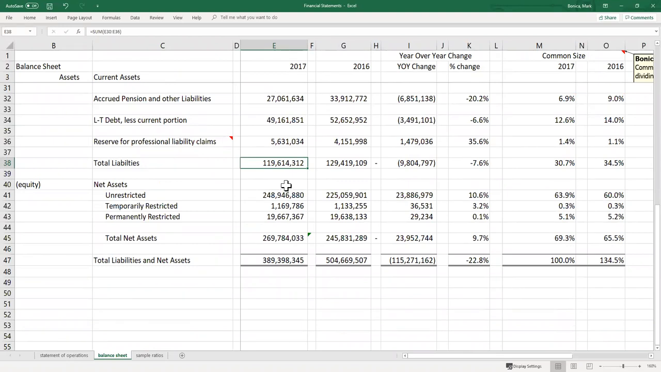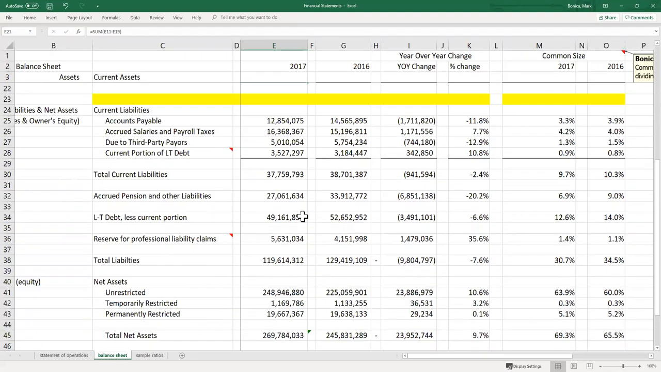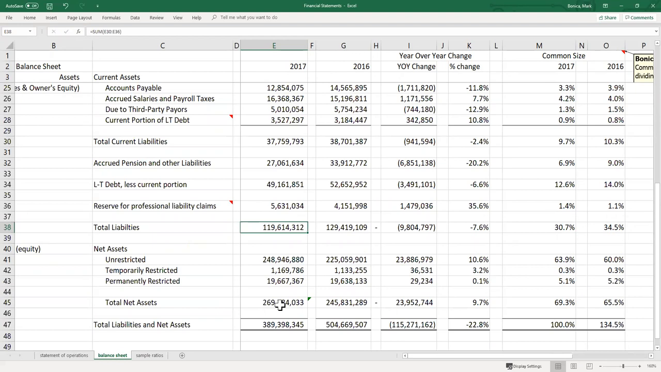And then we get into equity, which is referred to as net assets for a not-for-profit. And we have $248 million in unrestricted assets, $1.1 million in temporarily restricted, and $19 million in permanently restricted. Okay, so what does this mean? Well, this is primarily just an accounting entry to balance out the difference between the liabilities and the total assets. So another way to look at this is to say total assets, $389 million, minus total liabilities, $119 million, has to equal total net assets.